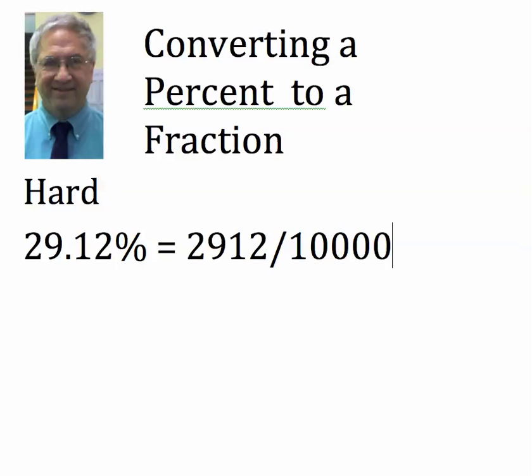And now you got an obnoxious looking problem. Now you have 2912 over 10,000. Do we like that? No. It's correct, but it's not reduced. So now you have to do the work of figuring out what goes into the top and what goes into the bottom and reducing that fraction. That's why we call it a hard problem, because there's more work. I know that 2 goes into the top and bottom, so I'm going to divide 2 into the top, and divide 2 into the bottom, and my work begins.